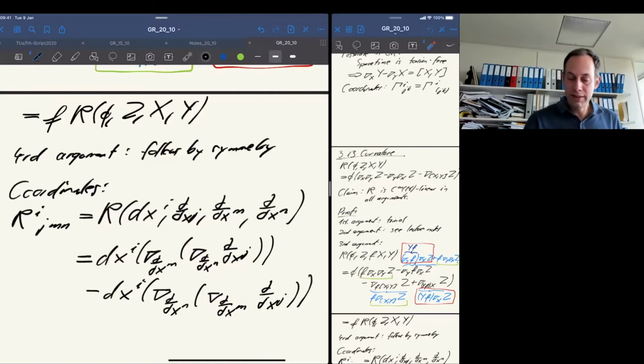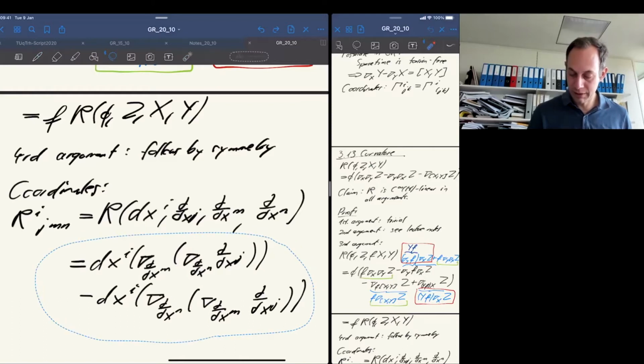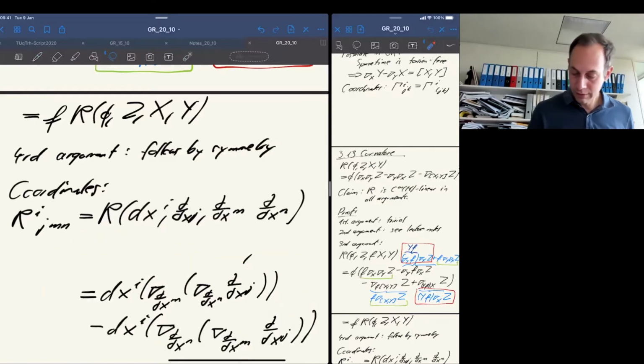Now let's evaluate this. And to evaluate this, it's again useful to remember that we can write expressions like these, like this nabla here, in terms of the gamma symbols. For that, I need a bit more space here. So let me make some space here. Okay.